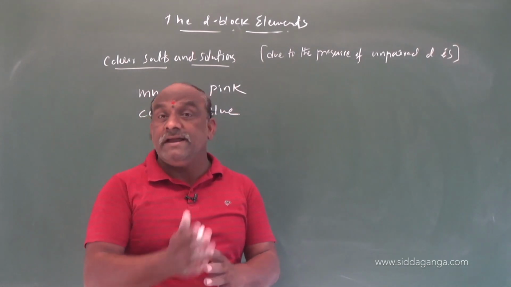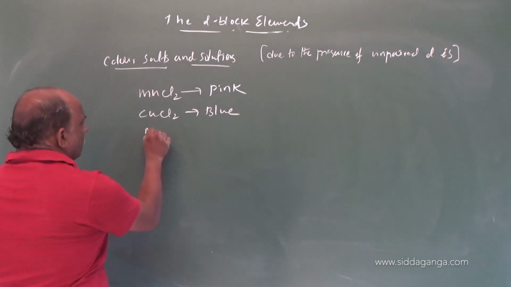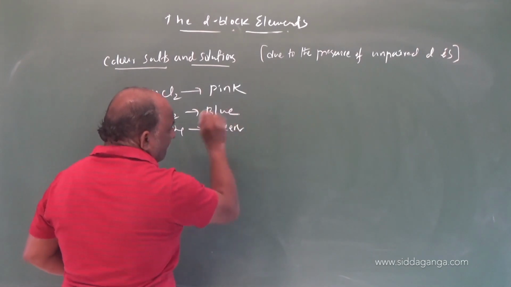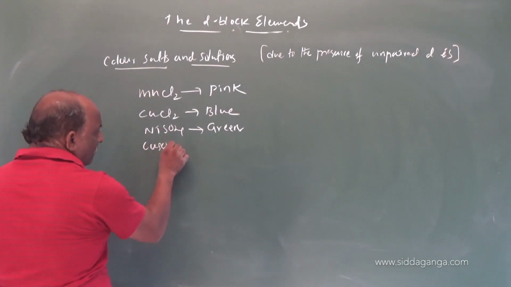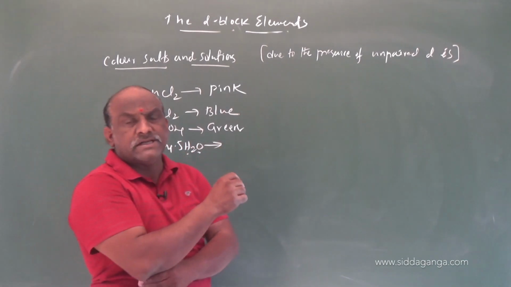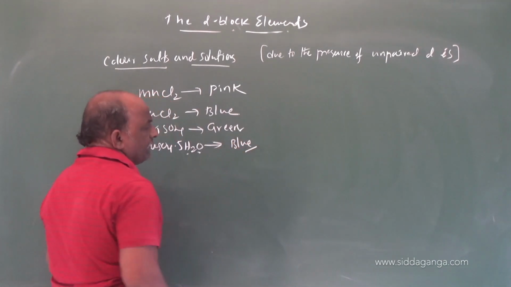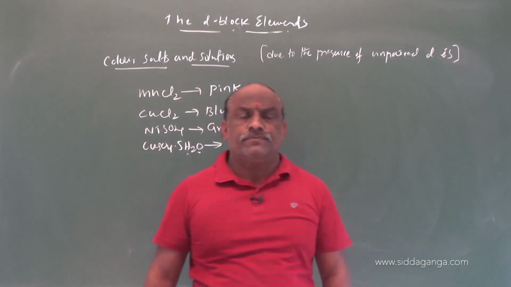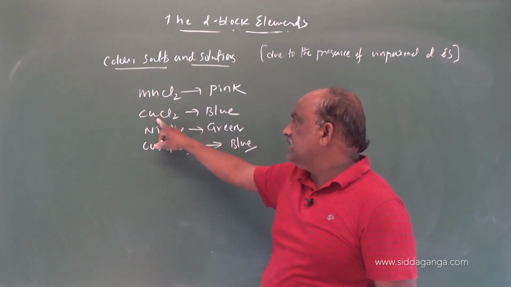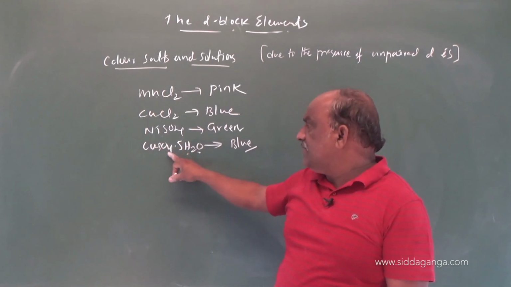These are called hydrated salts. NiSO4, nickel sulfate, is available in green color. CuSO4 5H2O, copper sulfate pentahydrate, is a blue colored salt. This is because of the ions: in these examples the Mn2 plus ion, the Cu2 plus ion, the Ni2 plus ion, and hydrated copper sulfate.